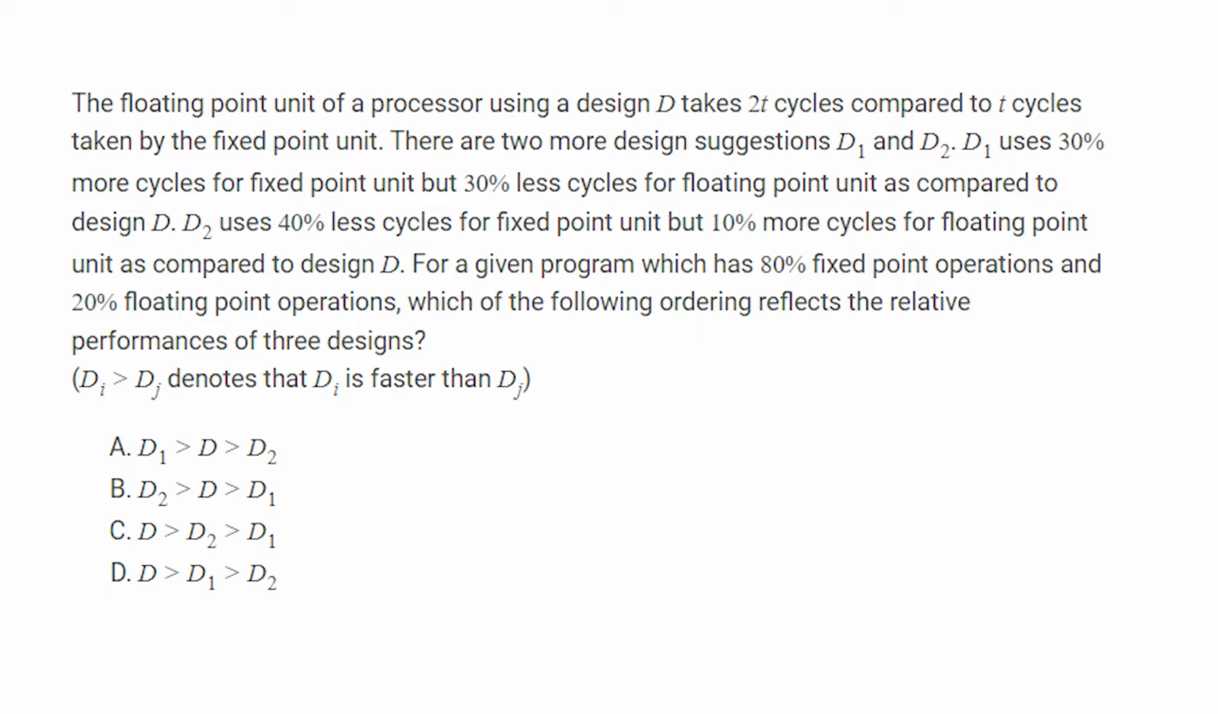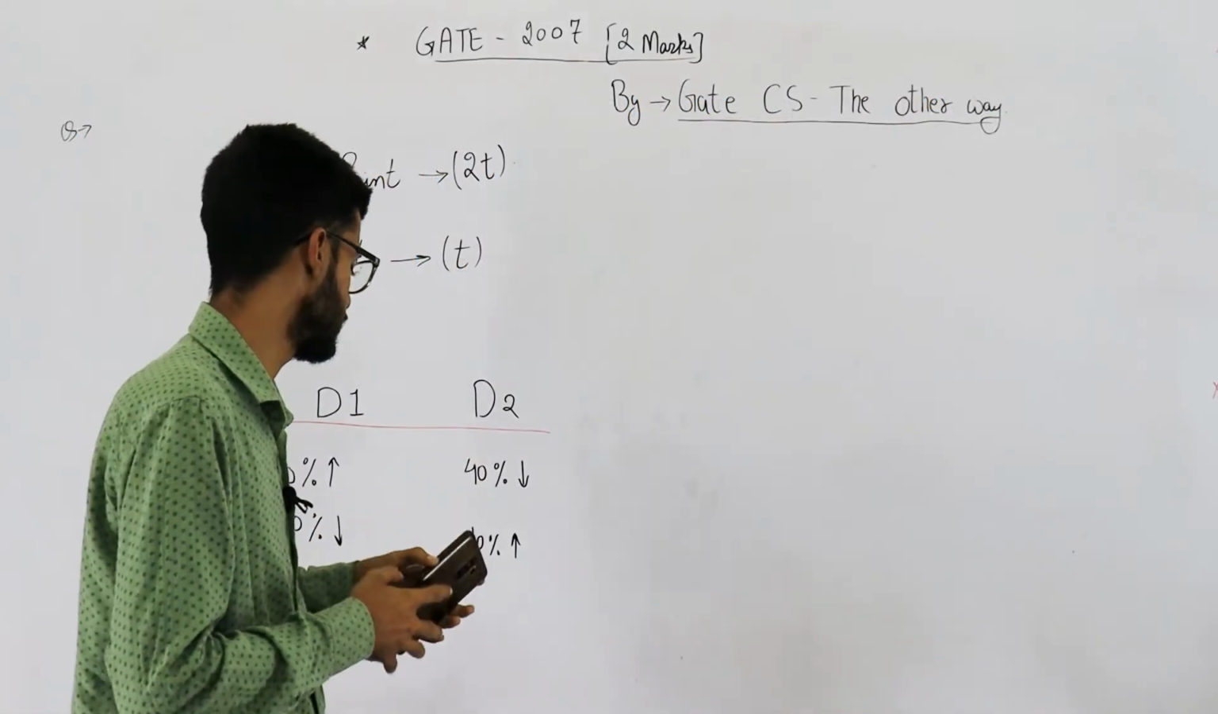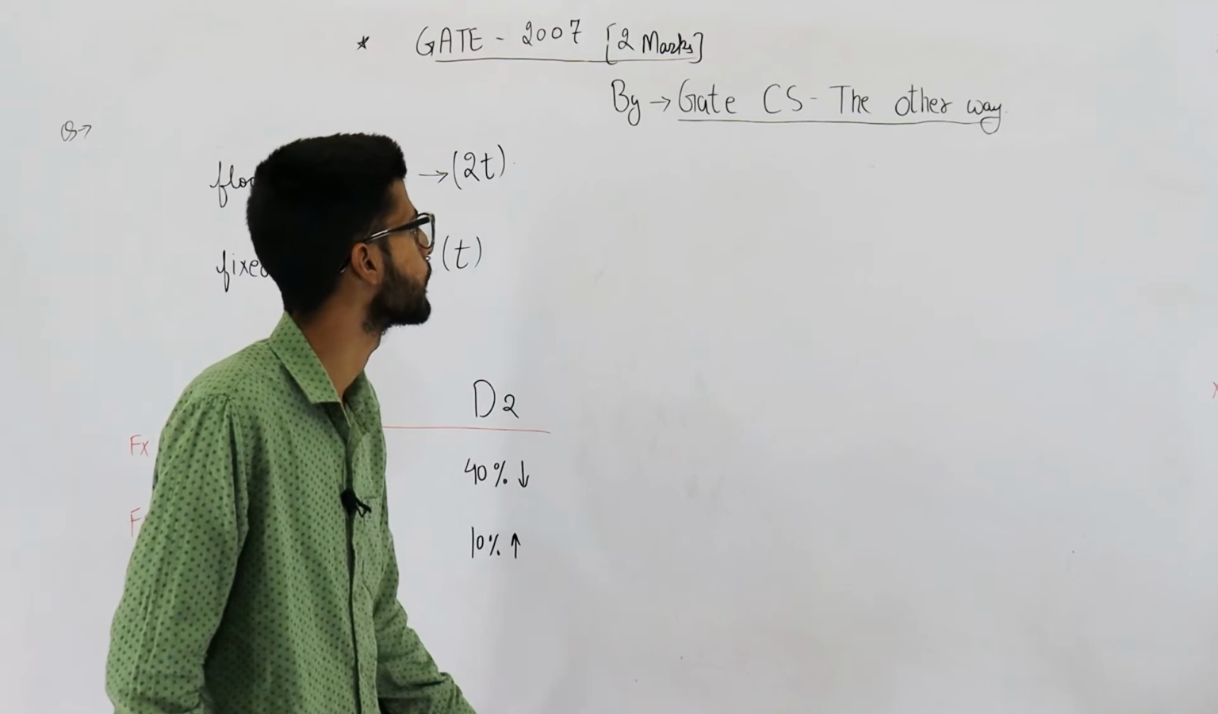compared to design D. For a given program which has 80% fixed point operations and 20% floating point operations, which of the following ordering reflects the relative performances of these three designs? Di greater than Dj denotes that Di is faster than Dj. Then you can see these four options.